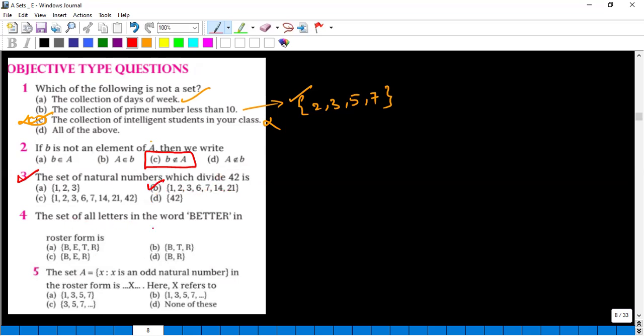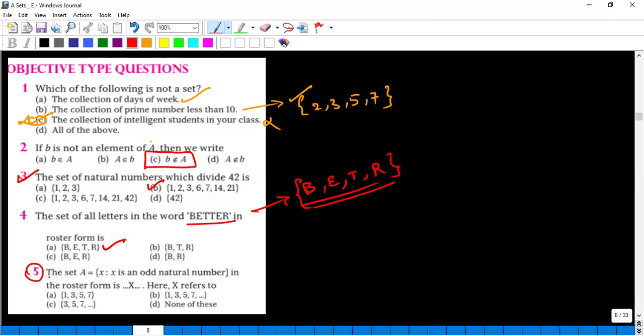Set of all letters in the word BETTER. Which is the correct option in the roster form? I forgot to tell one small nature of set. We will not repeat the elements. We will write only one time. Like this, we have B, we have E, we have T two times, but we will write only one time. We have R. One more E is there, so we need not repeat it. So our correct answer is B, E, T, R, option A.